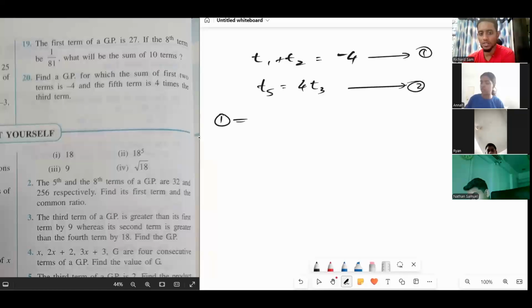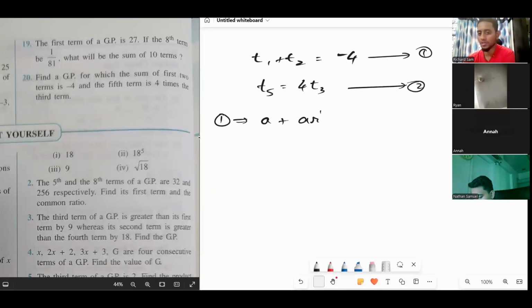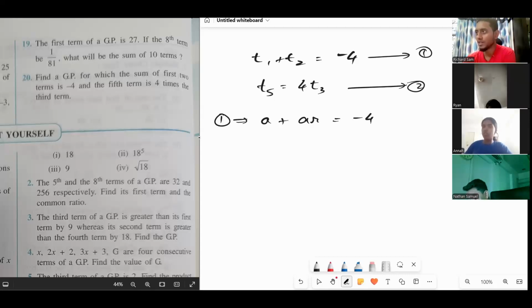So simplify the first equation. In place of T1, we'll put A, and in place of T2, we'll put AR raised to 1. That's A plus AR is equal to -4. How do we simplify this? You can't add. What you can do is take common A outside. If you take A outside common, then you'll have A into 1 plus R is equal to -4.